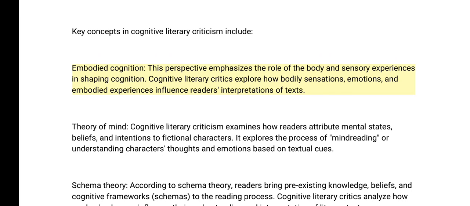Theory of mind. Cognitive literary criticism examines how readers attribute mental states, beliefs, and intentions to fictional characters. It explores the process of mind reading, or understanding characters' thoughts and emotions based on textual cues.